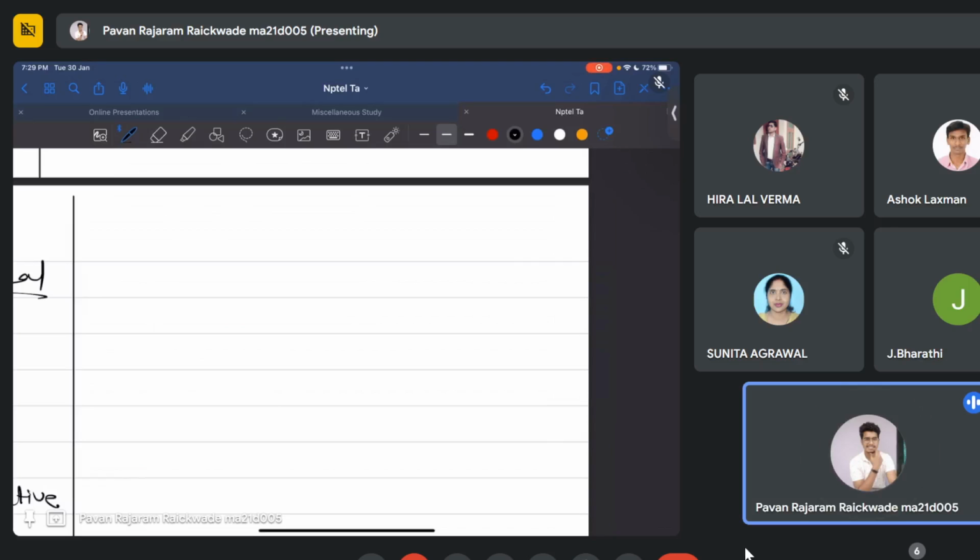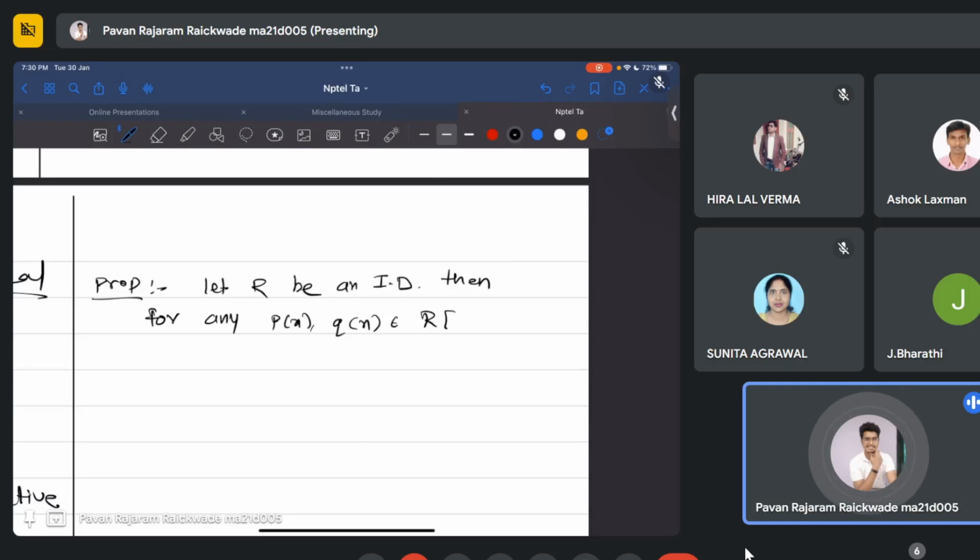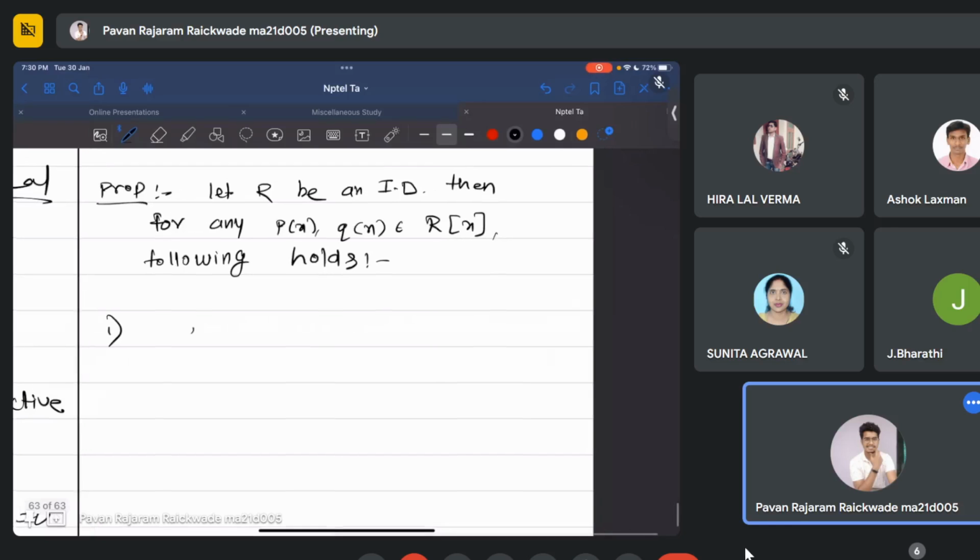So the next question, now since you know that R is an integral domain, what happens to R[x]? I mean the set of all polynomials with coefficients from R, right? So, proposition: let R be an integral domain, then for any P(x), Q(x) belonging to R[x], the following holds. One, before that, maybe R[x] is an integral domain. Okay, so if R is an integral domain, this implies R[x] is an integral domain.